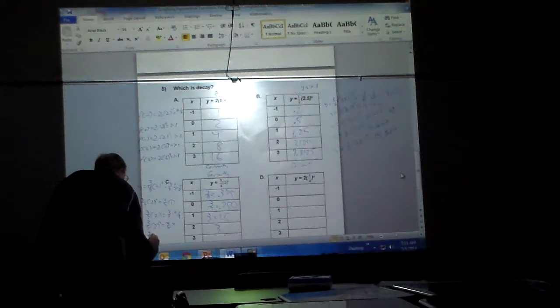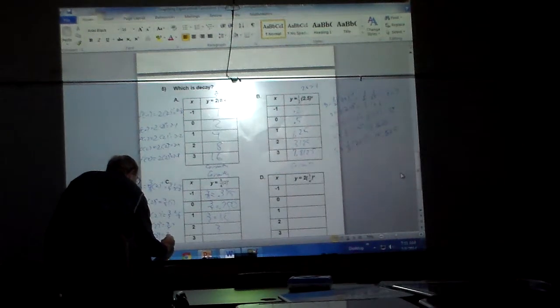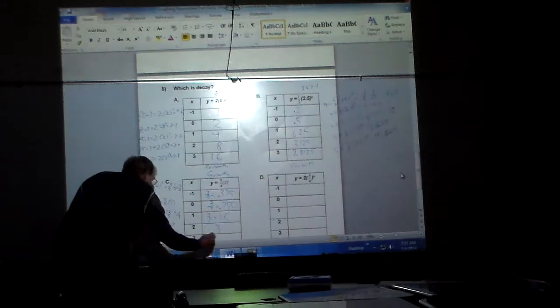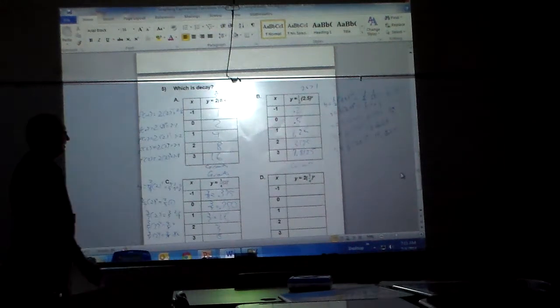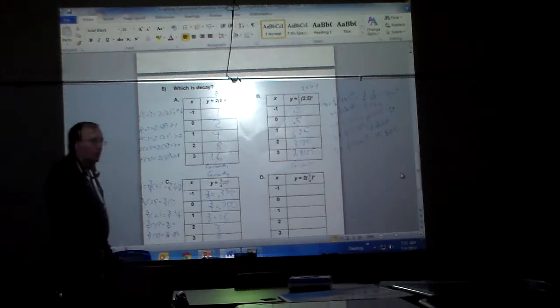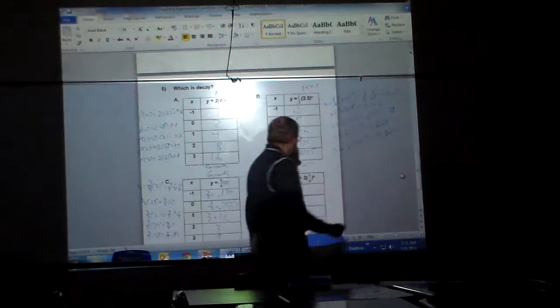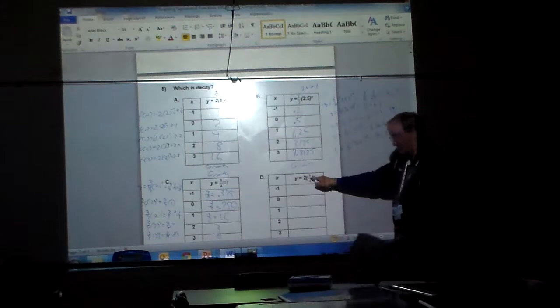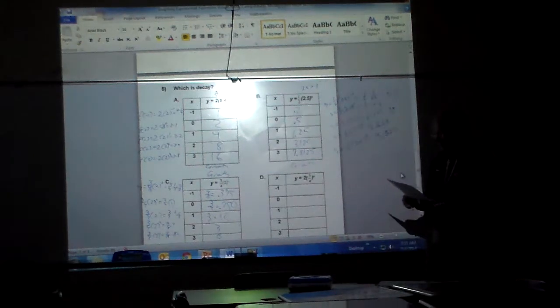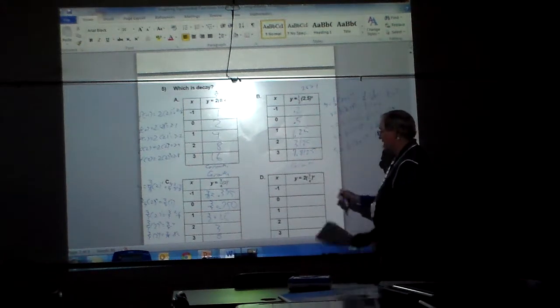And then you have 3/4 times 2 to the third, which will be the same as 3/4 times 8, which will end up being 6. It's definitely a growth. So I already know my decay is probably going to be which one. And looking at this part here that it's a 3/4, I'm pretty sure that this is going to be it.